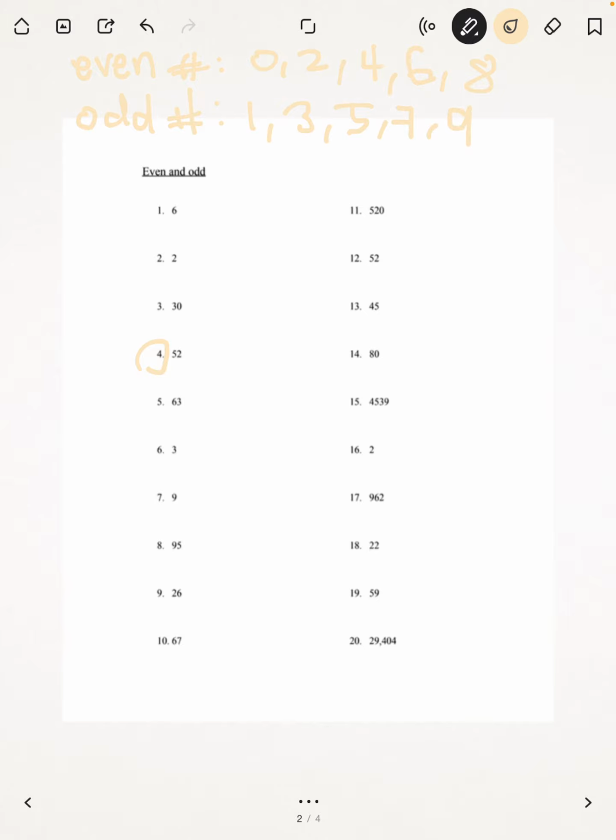So if we look at number 4, 52. With even and odd numbers, whatever the last number is determines whether it's an even or odd number. So for example, number 4, 52 ends in a 2, and 2 is an even number, so the answer is going to be even.